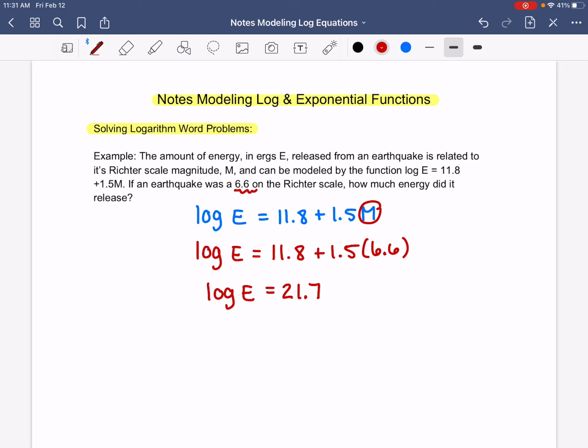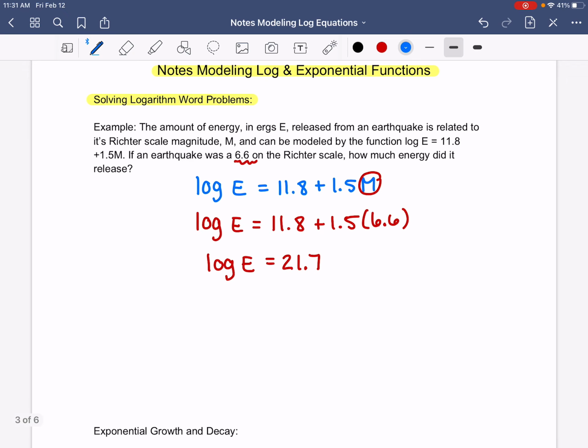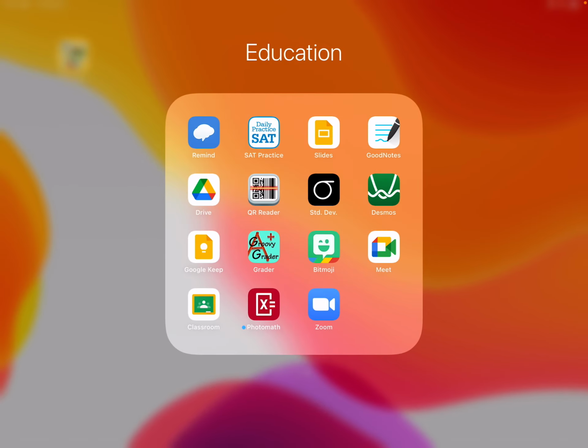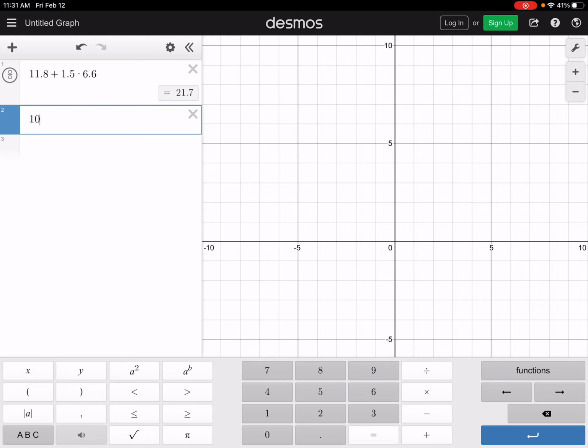So now I have to solve for my variable E. Well, it's in a log right now and I can't solve it that way. So on Friday we practiced solving by doing the loop trick. So we change it from log to exponential form. My base here is a 10 because it's common log, to the power of 21.7 equals E. So now we have exactly what we want. We have E. We just need to do 10 to the power of 21.7.